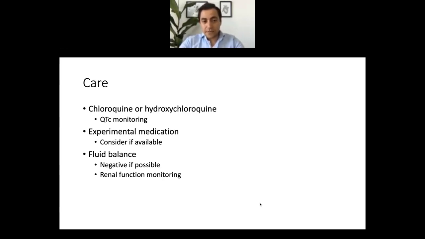If you have experimental medication available and the patient is considered a potential candidate for this, I do recommend using it, but I don't know if there are trials going on in your hospital. Furthermore, it's important to keep the fluid balance as negative as possible while monitoring the renal function. You should not, of course, create a negative fluid balance at all costs.